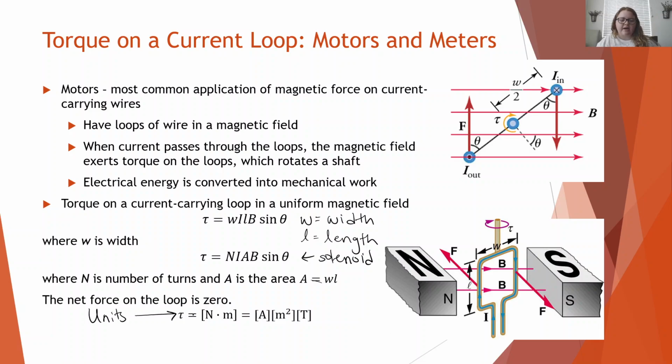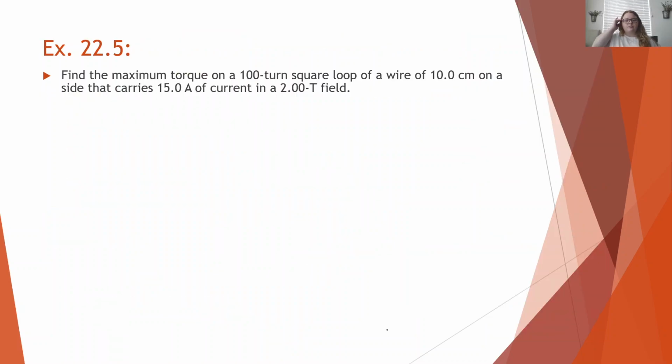Here on tau, that is Newton meter, or A times meter squared times Tesla, where A is our amperes. Remember, that's amperes. Okay. All right. So let's go ahead and put this to use.